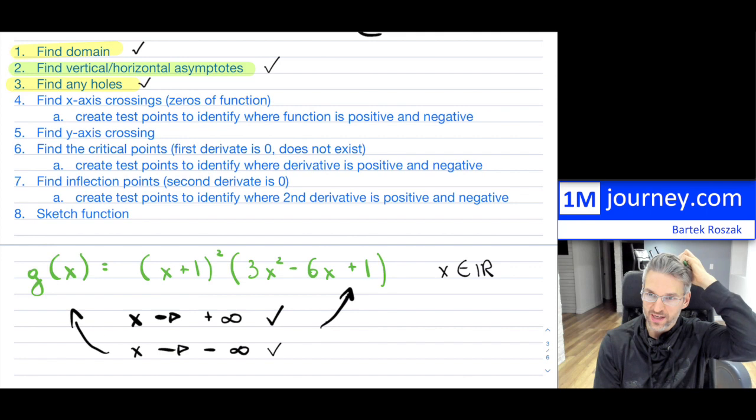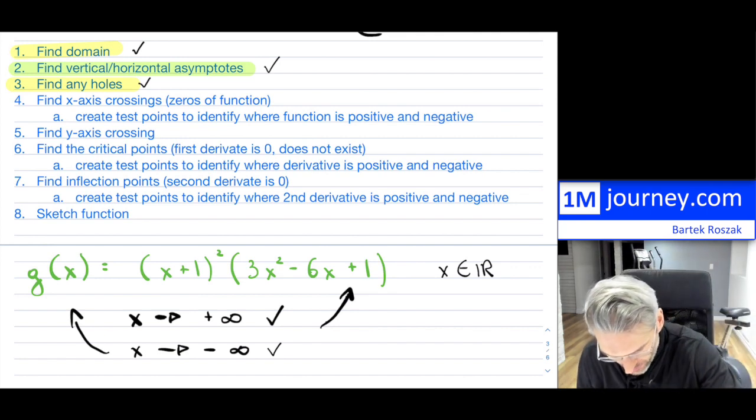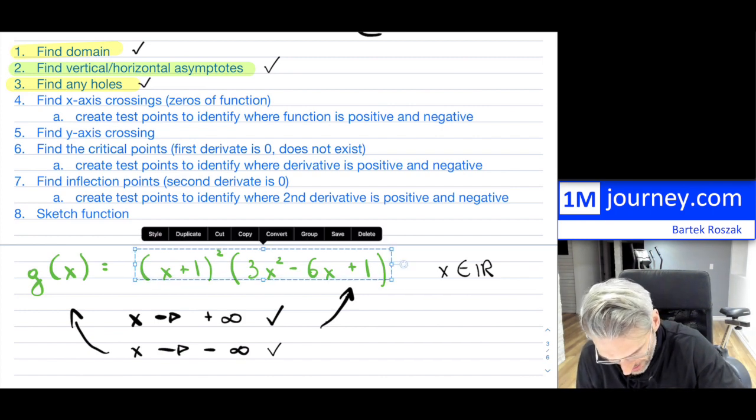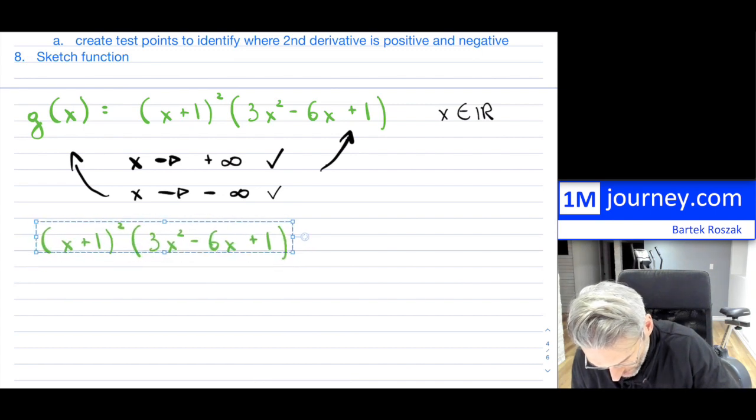So what happens here? Well, this is a little bit annoying because we have to take our function and set it to 0, and see what's going to happen. So I'm going to copy this and bring it down. So this is for our next step.